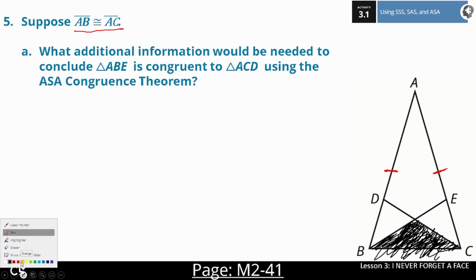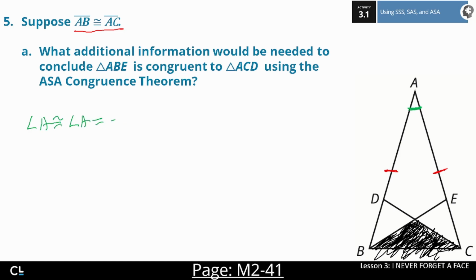Now, they want to know by angle, side, angle. Well, we've only been given one side here. So there has to be an angle already that they're given. And once again, these two triangles overlap. We have ABE and ACD. They overlap, and they actually share this angle right here. So we could say that angle A is congruent to angle A.